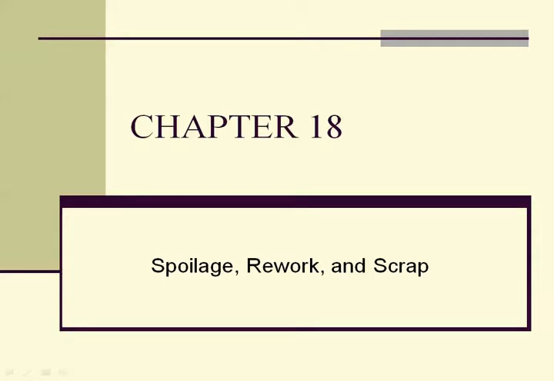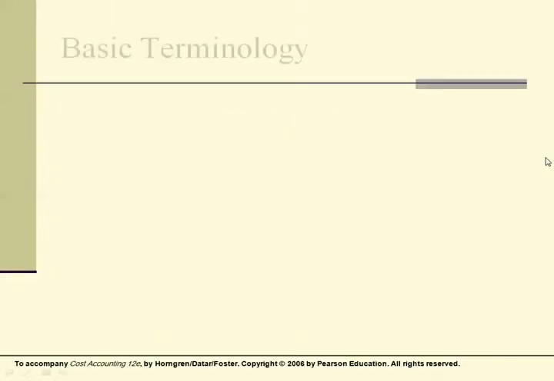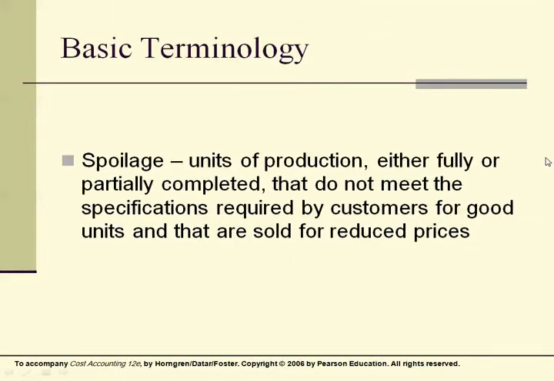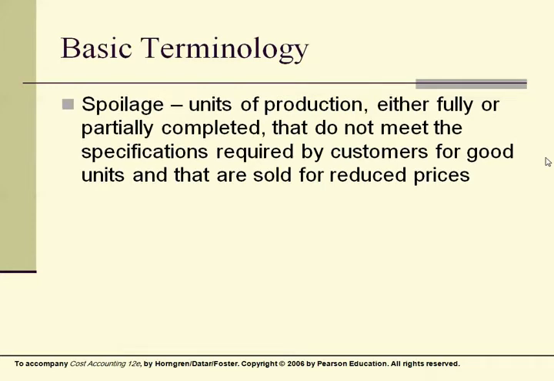Chapter 18 is Spoilage, Rework, and Scrap. Basic terminology. Spoilage: units of production, either fully or partially completed, that do not meet the specifications required by customers for good units and that are sold for reduced prices.